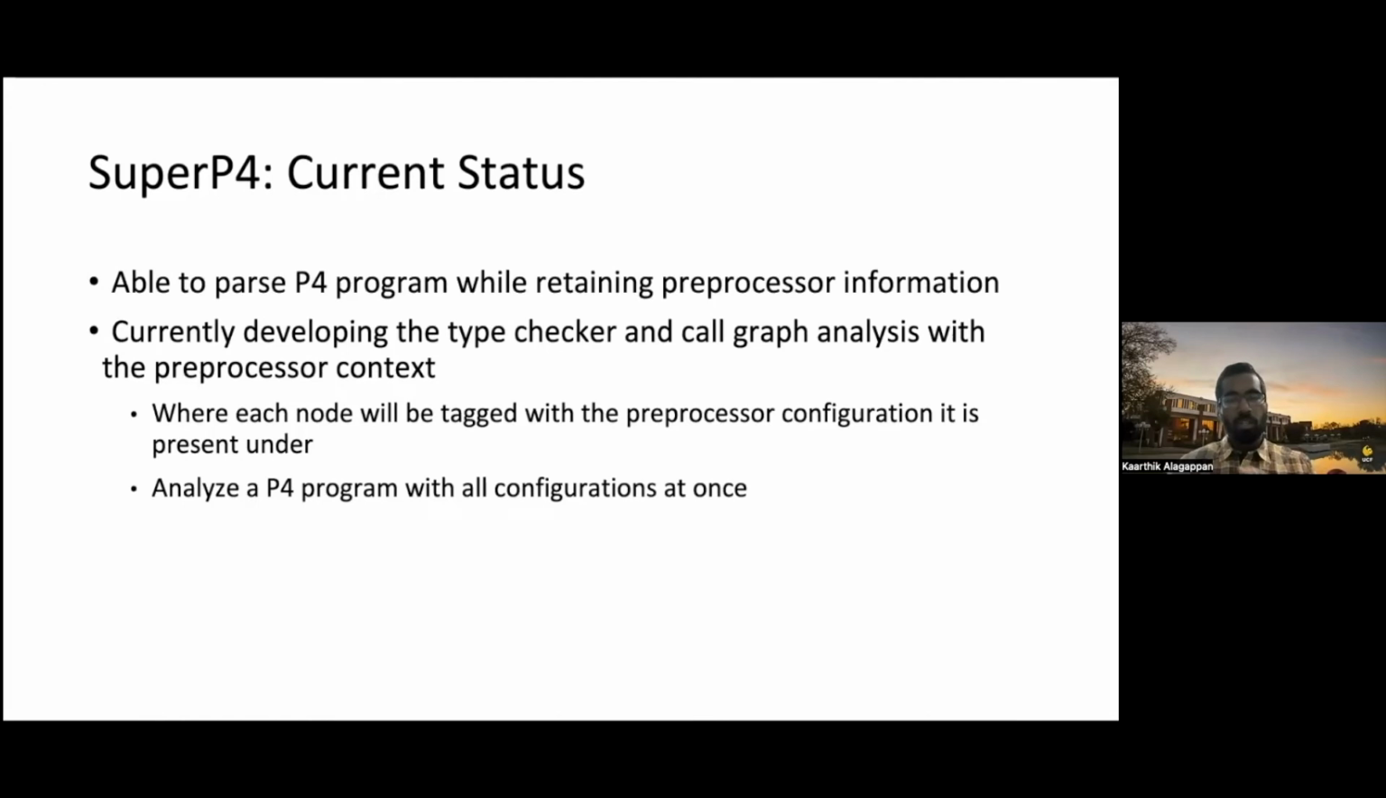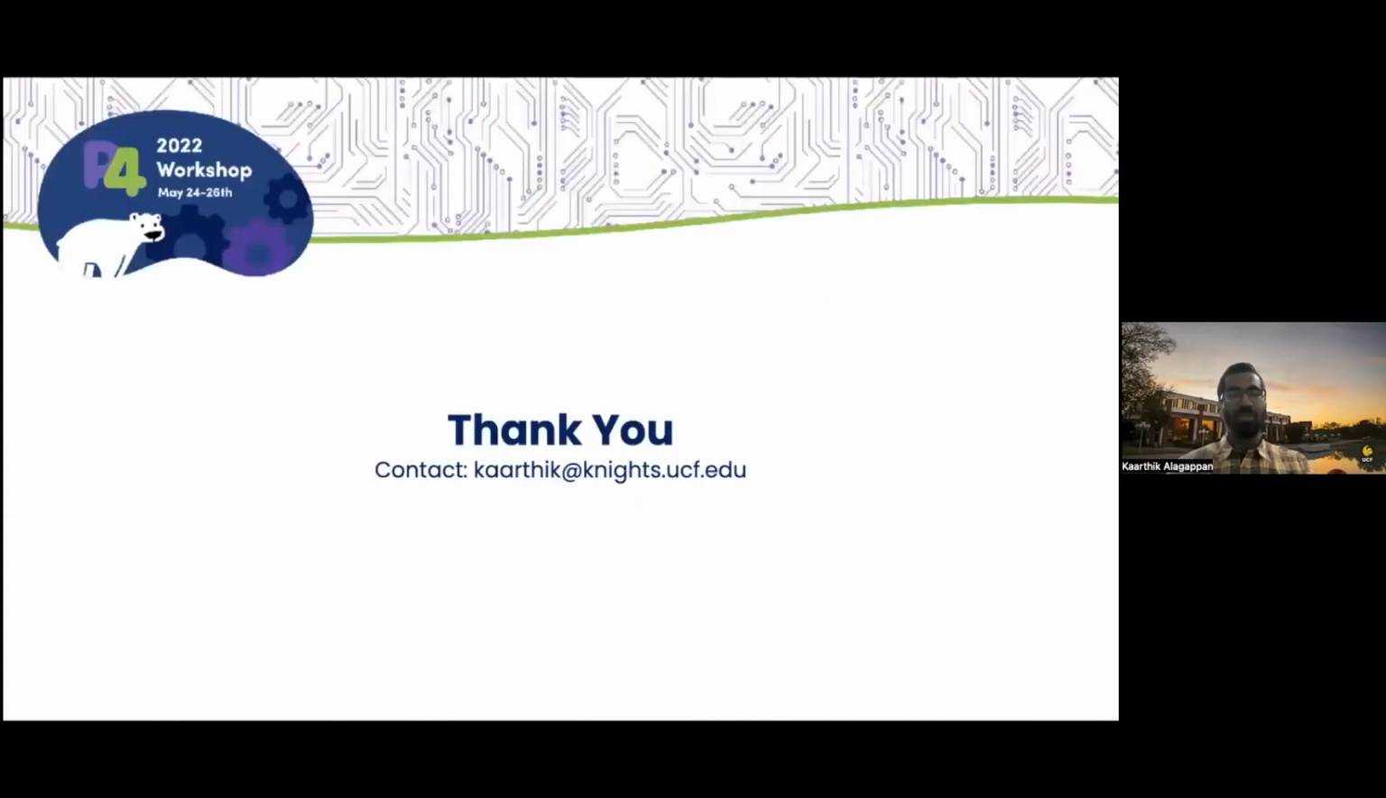So at the moment, SuperP4 is able to parse P4 programs with the preprocessor context in it. And currently we're working towards building a type checker and a call graph analyzer that takes in the preprocessor context, where each node is tagged with the preprocessor information in it. And we can perform analysis like data flow analysis to check if those conditions are being met or if they're failing. And ideally, SuperP4 will be used to analyze all the P4 programs with all configurations at once without having to do it individually. Thank you.